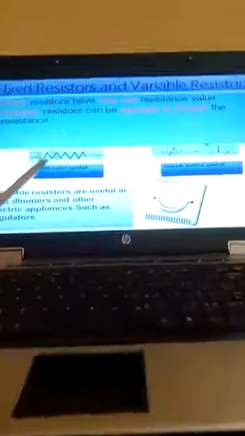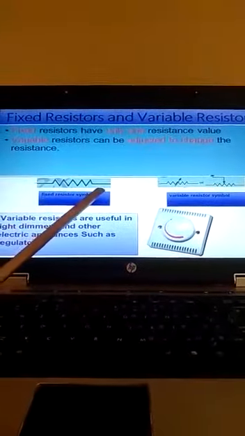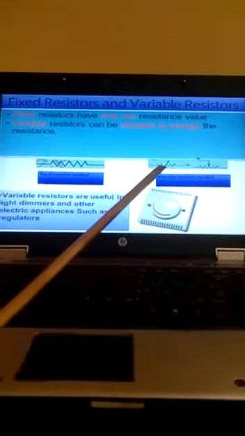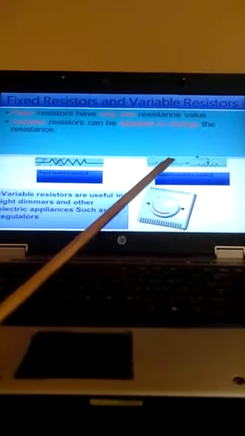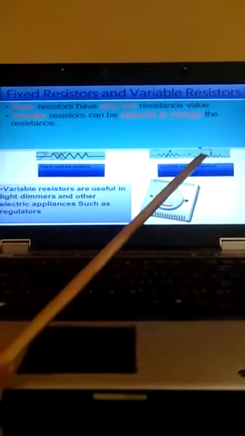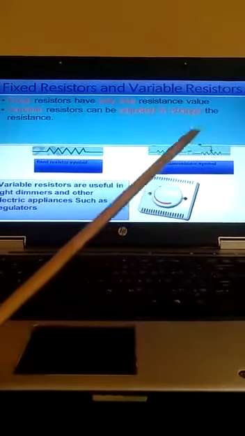Fixed resistors are represented by this symbol, whereas variable resistors use the same symbol which we use for the resistor, with an arrow crossing it or an arrow applied from the outside.